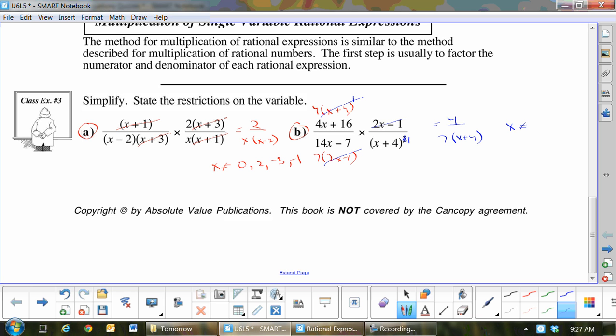X cannot equal negative 4, 1 over 2. Remember, look through the whole question. Okay, 2 more examples.